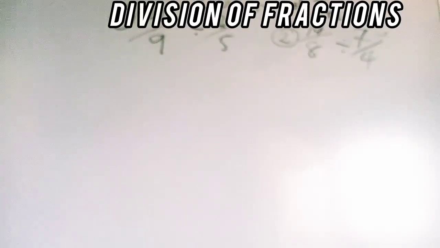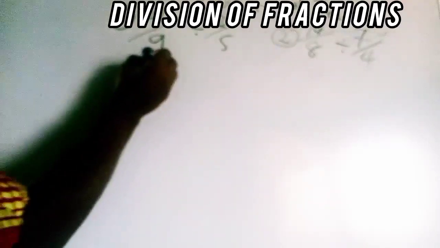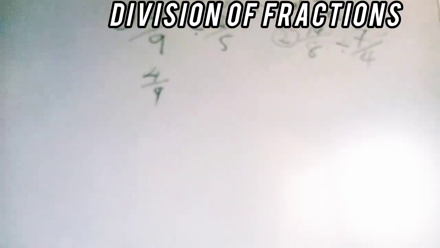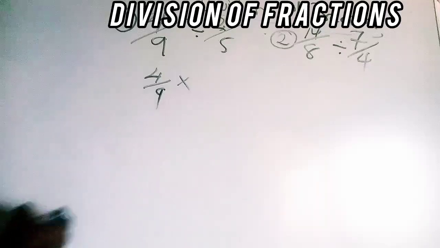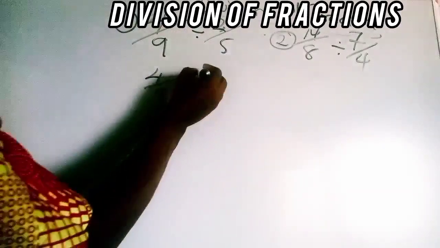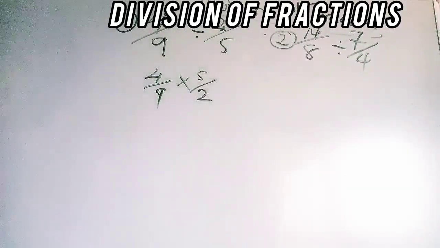Okay, welcome back. So let's solve the first one together. We will be having 4 over 9. As usual, you are going to change the division sign to multiplication. Then we reciprocate the second fraction. So your 5 will come up and then your 2 will be at the down.